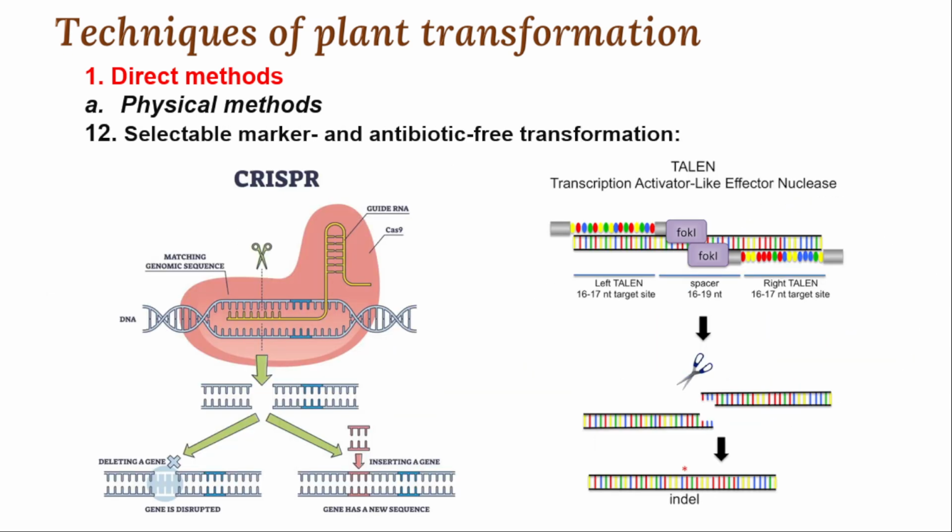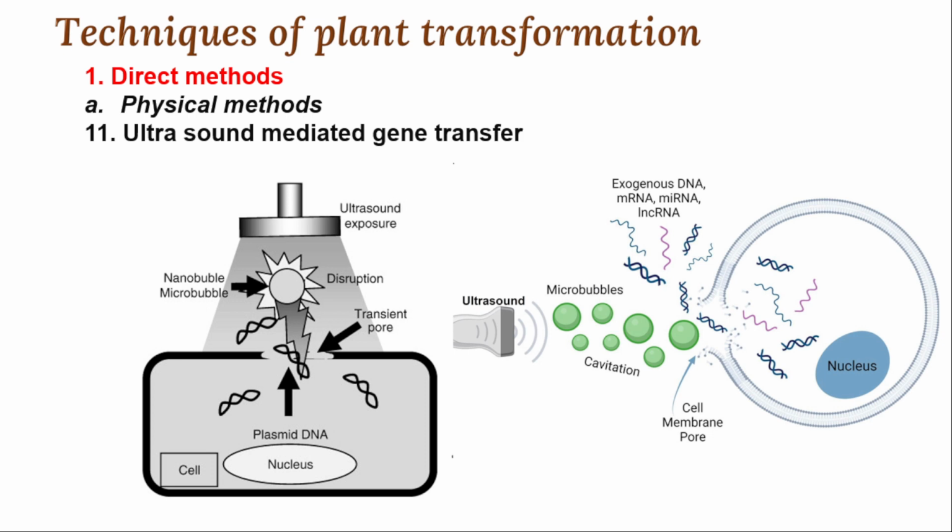The next method is called ultrasound mediated gene transfer. Same thing here. Instead of radiation, we use a high frequency of ultrasound for milliseconds. Again, it creates a rupture on the cell membrane. Tiny ruptures are formed through which exogenous DNA or mRNA or other types of DNA will be inserted into the nucleus, and then they become hybrid cells here further.